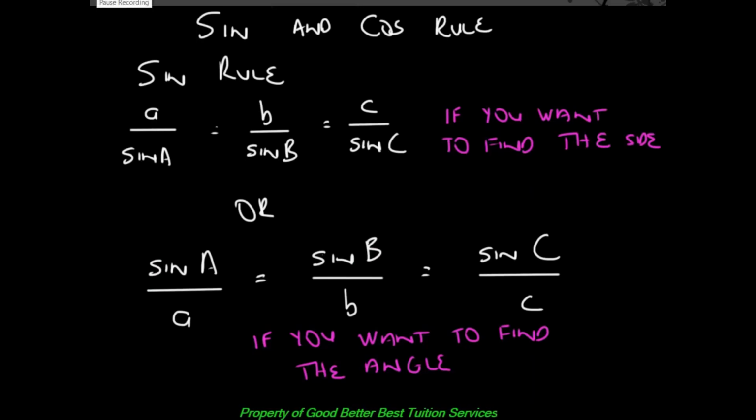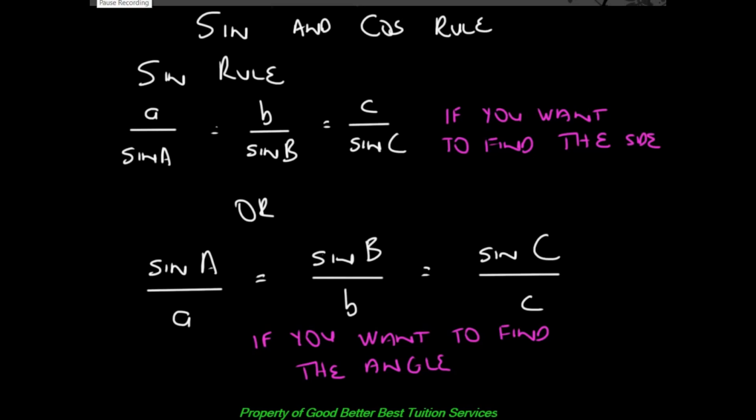Hi there everyone, I hope that you are well. Today we are going to be discussing the Sin and Cos Rule. So we know that in trigonometry, when there are right-angled triangles, we can use the ratios sine, cos and tan to find sides and to find angles. However, when we are faced with triangles that are not right-angled triangles, we need to use the sine rule and we can also use the cos rule.